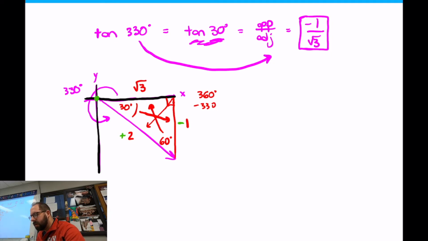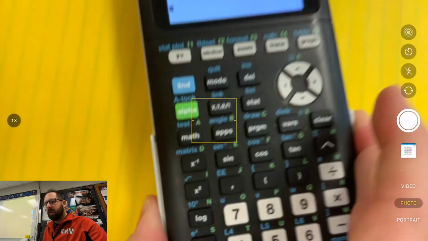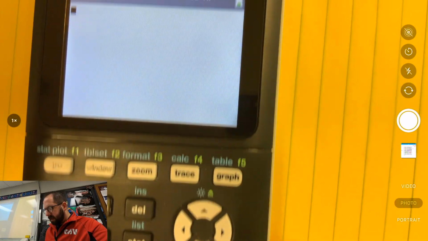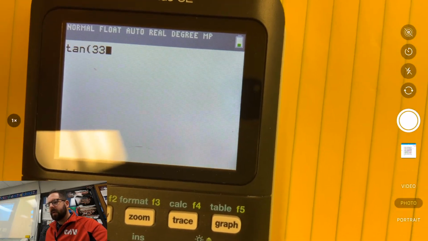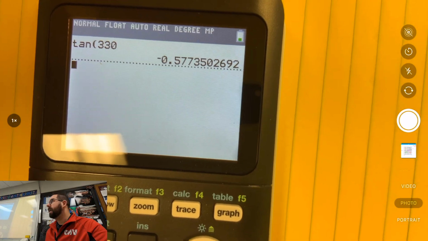So, all right, questions on the setup though on this one? Okay, let's type this in a calculator just so you can see this. Okay, so typing these numbers in. All right, so tangent of 330, so it should be negative. So there's my number. I didn't close the parenthesis, but there's my number I'm getting.